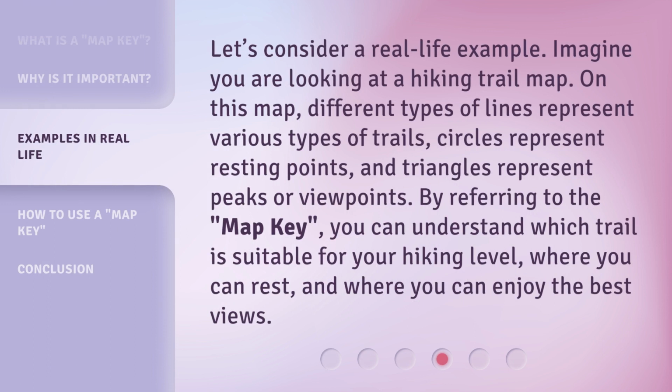Let's consider a real-life example. Imagine you are looking at a hiking trail map. On this map, different types of lines represent various types of trails. Circles represent resting points, and triangles represent peaks or viewpoints. By referring to the map key, you can understand which trail is suitable for your hiking level, where you can rest, and where you can enjoy the best views.